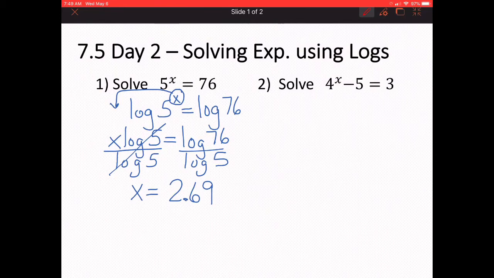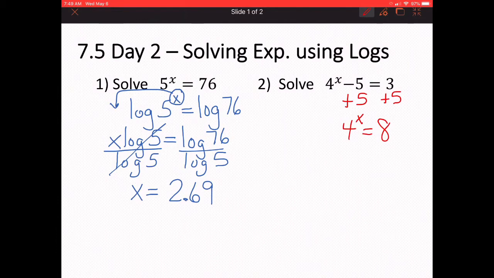So we need to, again, make sure we get the base to the exponent by itself first. So we have to do any adding, subtracting, multiplying, or dividing we can. So I need to get rid of this minus 5. So I'm going to add 5. So we have 4 to the x equals 8. And if you take a look, we can't write 8 as 4 to a power, but we could actually change this so they both have base 2.